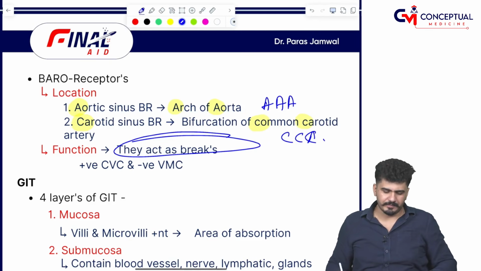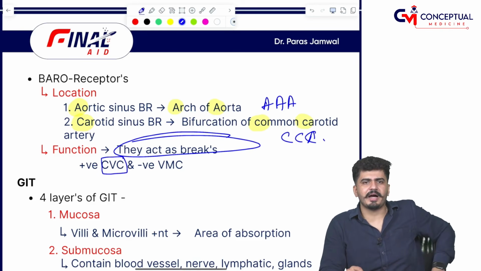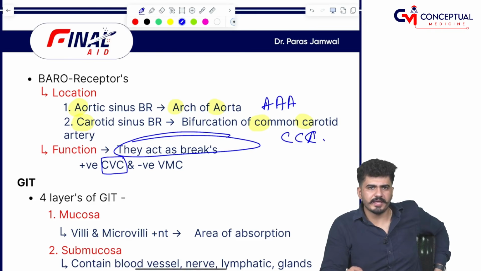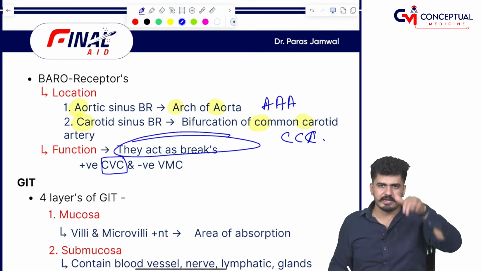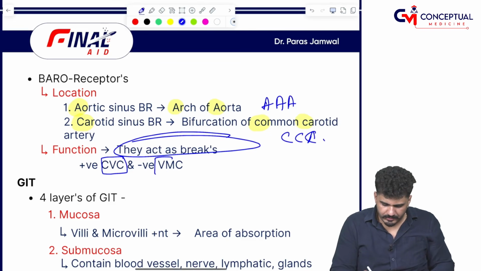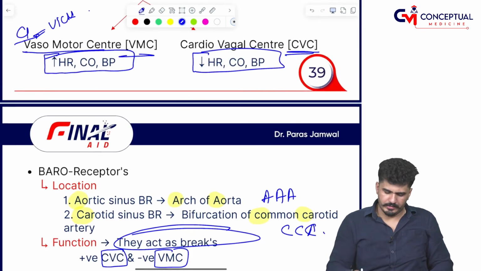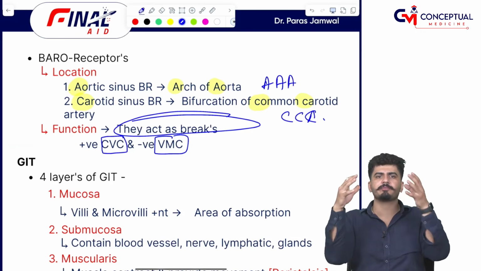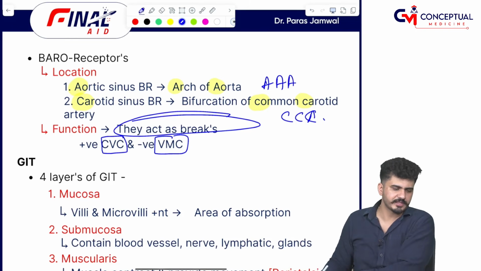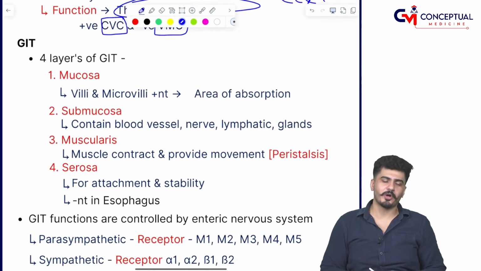How will you apply the brake? The CVC was decreasing cardiac output, heart rate and BP. We will increase the cardiovagal complex and we will decrease the vasomotor complex. You can write, see them. So that is how we increase and decrease the cardiovagal and vasomotor complex. Baroreceptors, where they are present, we have just seen, because this is also a previous year topic. Now coming on to the next system called GIT.